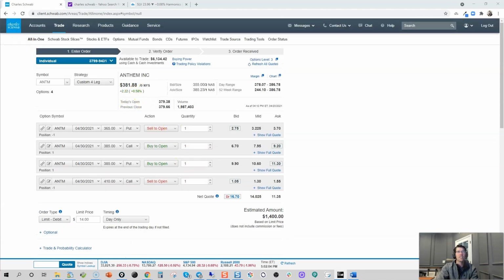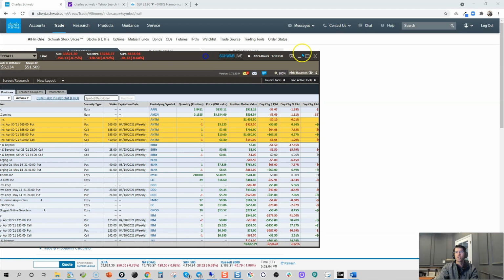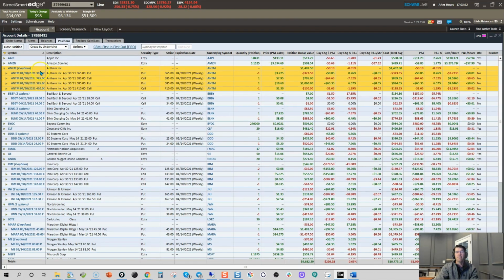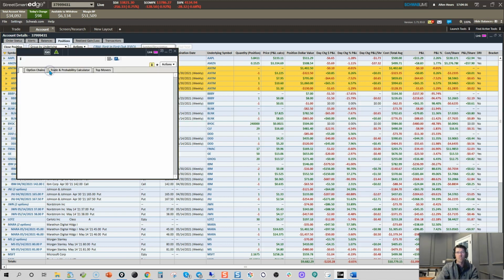But you can see that in the Street Smart Edge, I have my 4 legs right here. So ANTM, I'm in all 4 of those option legs. Now, this is what's pretty cool. I can just watch this entire position. So when the earnings comes out pre-market and Wall Street opens at 9:30, this P&L is going to be fluctuating quite a bit. And my hope is that this P&L is nicely positive. And so when I am in this trade, I can go ahead and right-click and close.